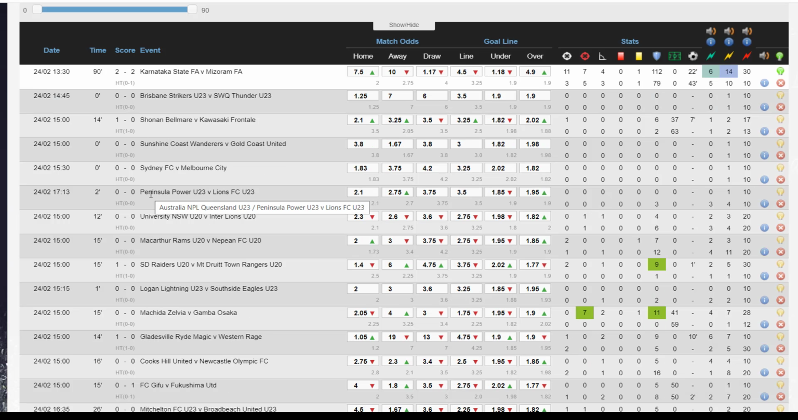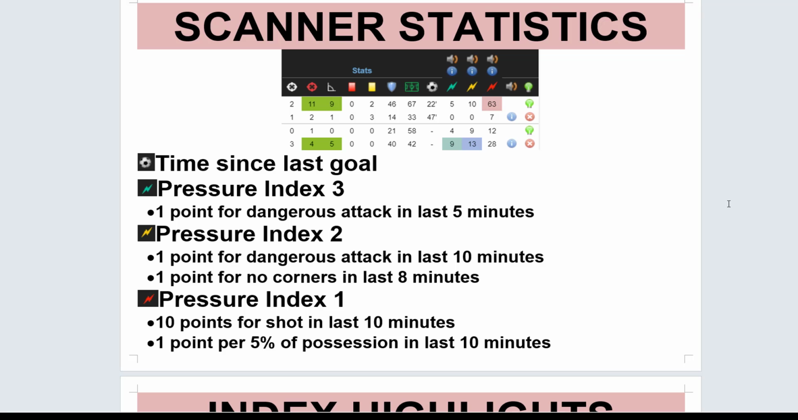For example, with this Peninsula Power match here, if I hover over that statistic for index 2, it tells me there have been 3 attacks and no corners, which is why it gets 4 points there. I guess the thinking there is that if there have been no corners, that the attacking pressure is still building up, whereas if there has been a corner, maybe that attacking pressure has come to an end.